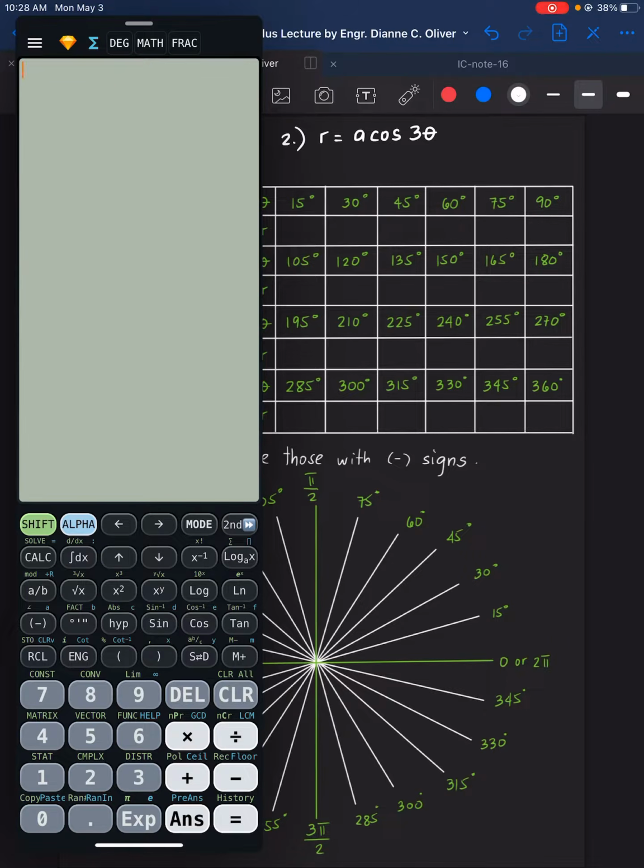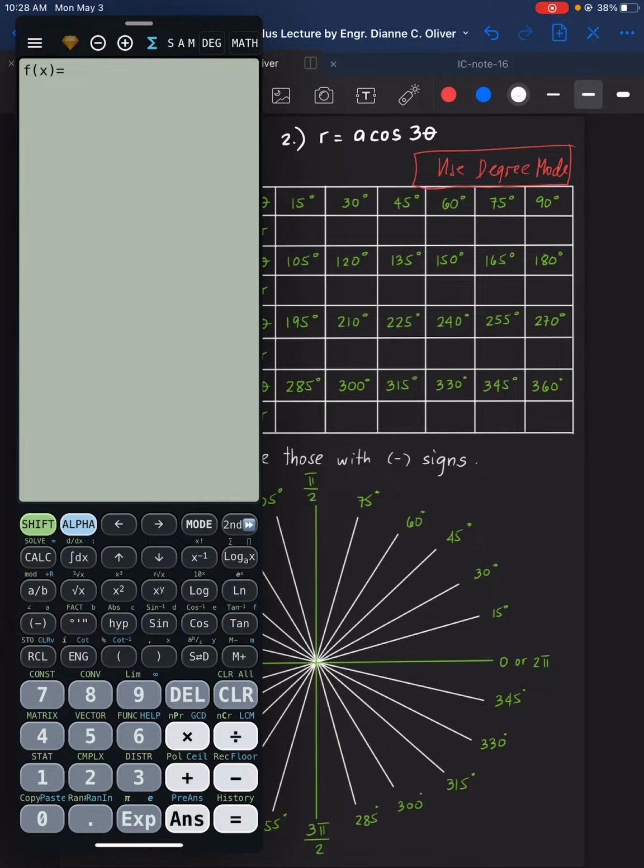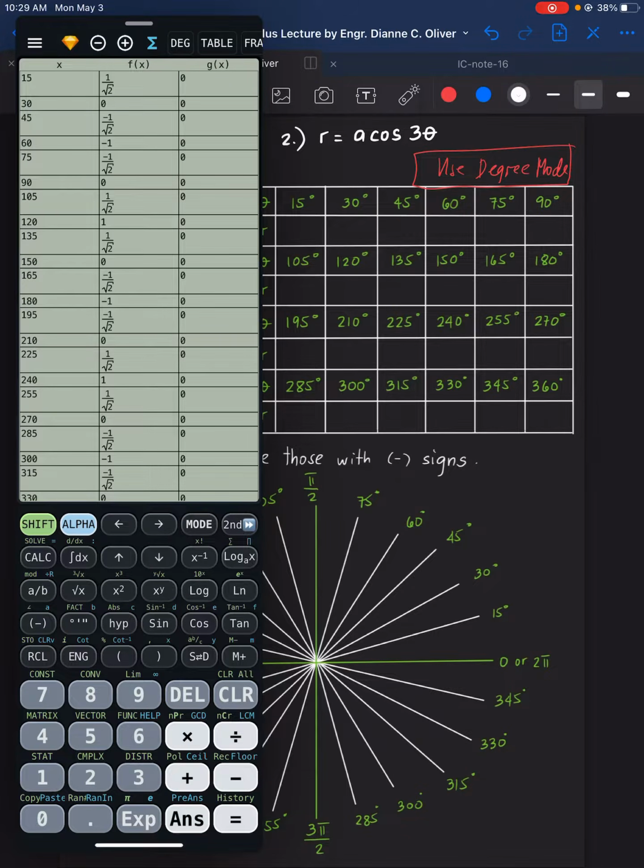Okay, so in degrees, use degree mode here, just to remind everyone. Again, let's go to mode, table, then type in the function. We have there cosine 3 alpha x equals, start 15 and 360, step 15.